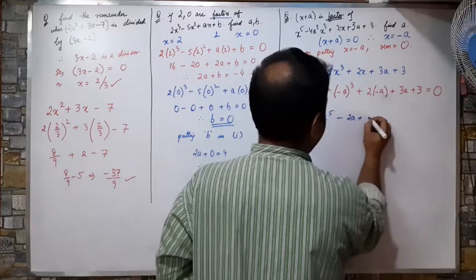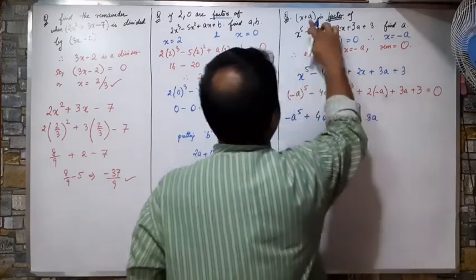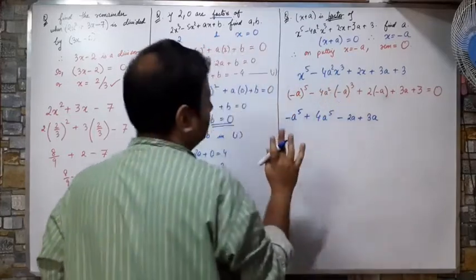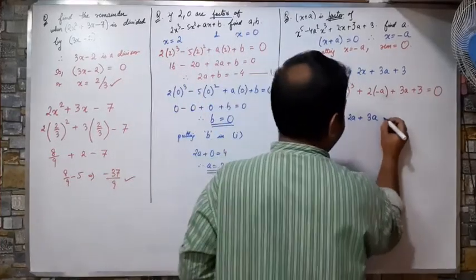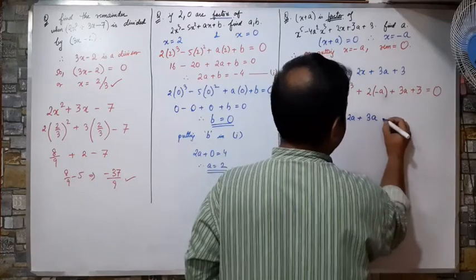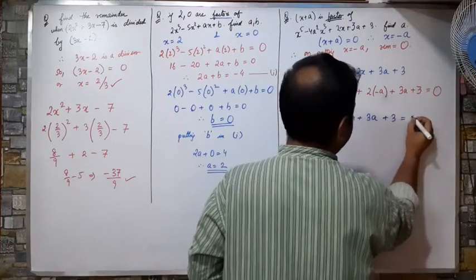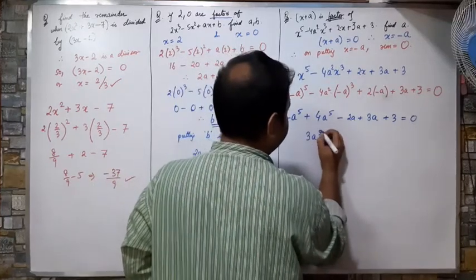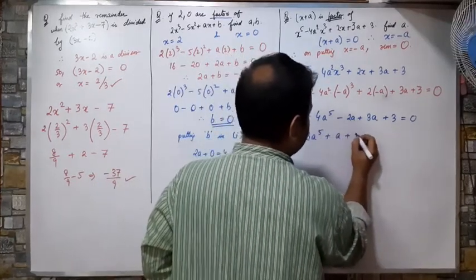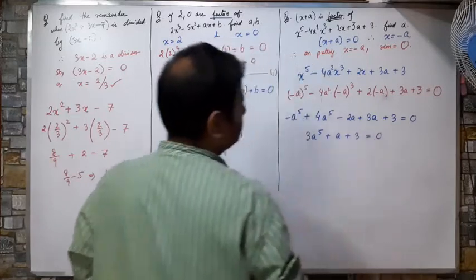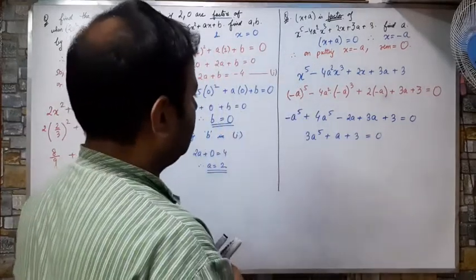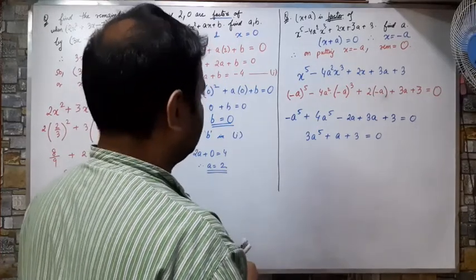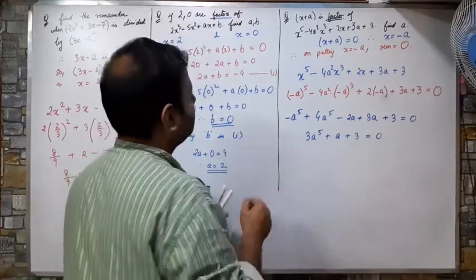Minus 2a plus 3a. Actually here will not be 4. Sorry. Everything is up. Minus 2a plus 3a plus 3 equals to 0. So what I am getting? I am getting here 3a to the power 5 plus a plus 3 equal to 0. So there is something wrong here. There will be certain changes.